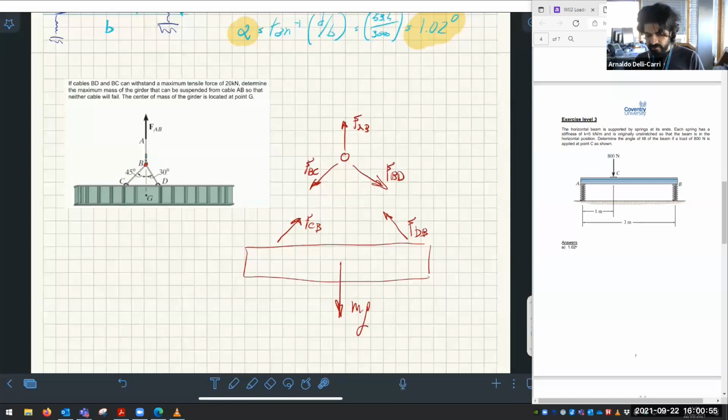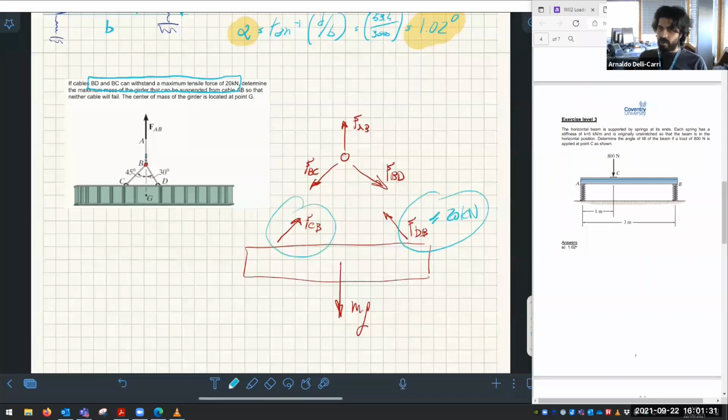So you have to make sure that you start from here. And it says that these cables can withstand a maximum tensile force. So since you don't have much information, you can say, if I assume this is 20 kilonewtons, then you can solve it. But if FCB comes greater than 20 kilonewtons, your assumption is wrong. Because remember, these can withstand at most 20 kilonewtons. So if you assume that this is 20 and this is more, well, your assumption is wrong. In that case, you assume that this is 20. And of course, this must come smaller. Okay, so up to you.